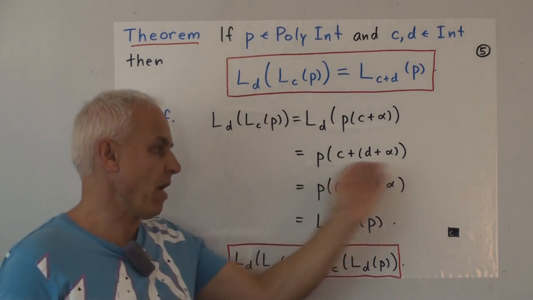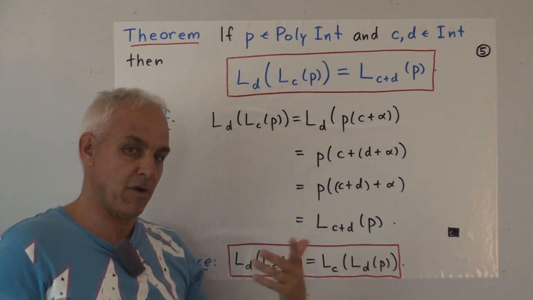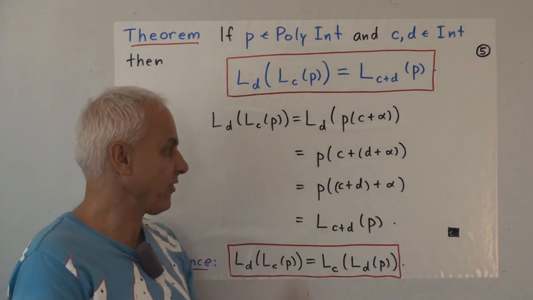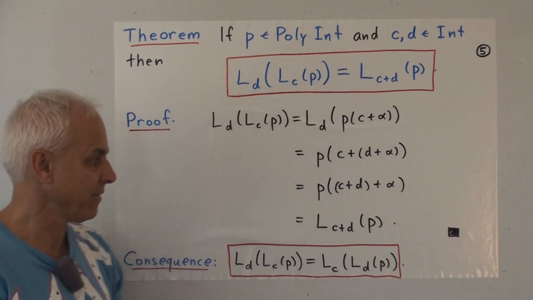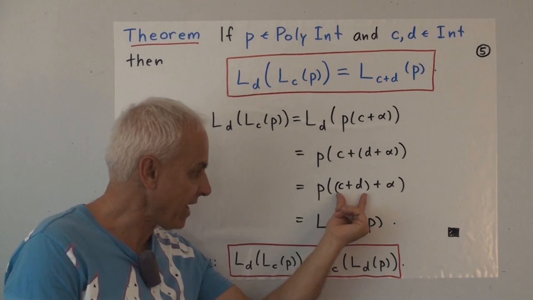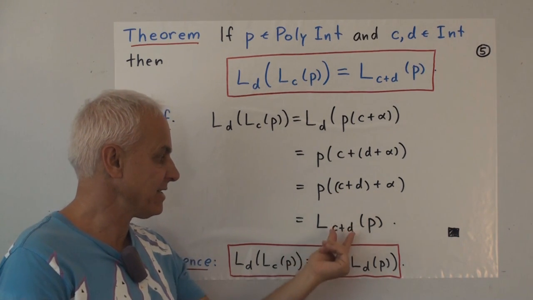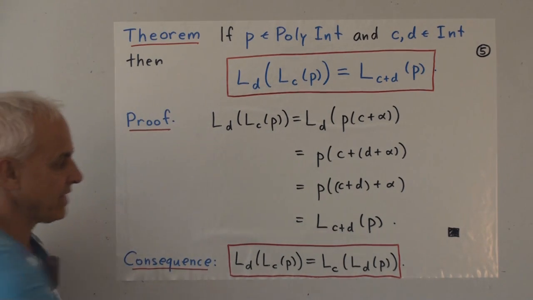But the associative property holds. This is an integer, that's our simplest polynumber. c plus (d plus alpha) is the same as (c plus d) plus alpha. And when we read it like that, then we can see that that's just the translate of p by c plus d. So that's the end of the proof.